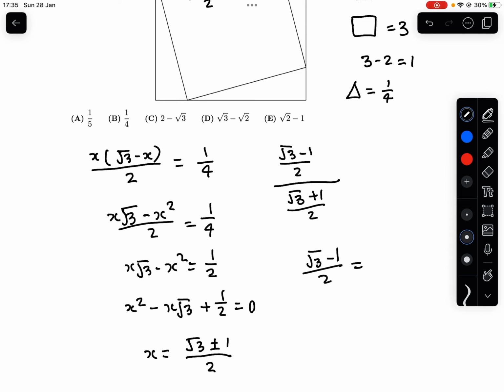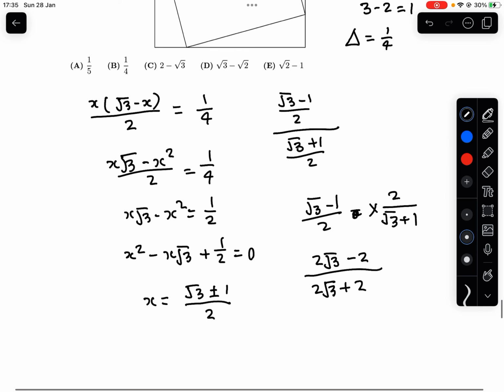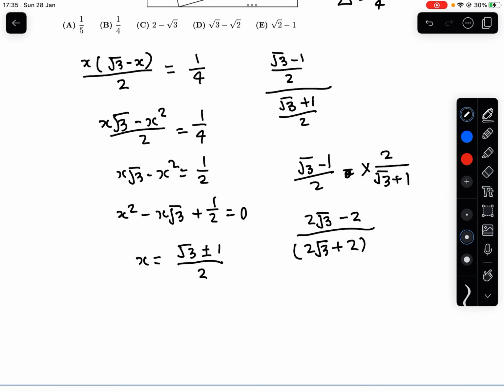That's basically this. So we can simplify that, getting root 3 minus 1/2 times 2 over root 3 plus 1/2 times 2, and we get 2 root 3 minus 2 over 2 root 3 plus 2. And now we rationalize the denominator like this.